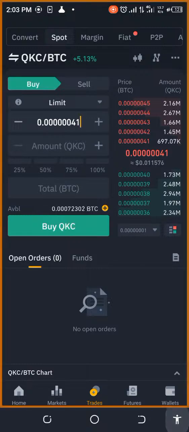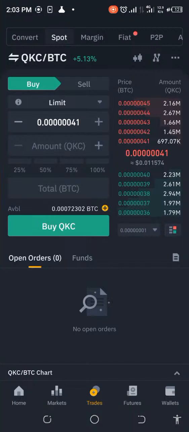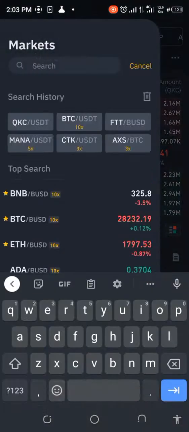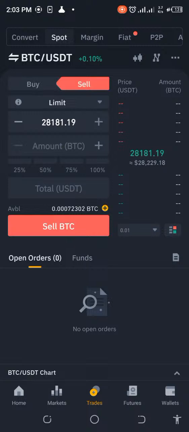So what do we have here? We've got 0.000720302. Awesome. So let's quickly go to BTC, USDT, and then quickly get this sold off. All righty. So now I'm just going to click on sell and then go ahead.